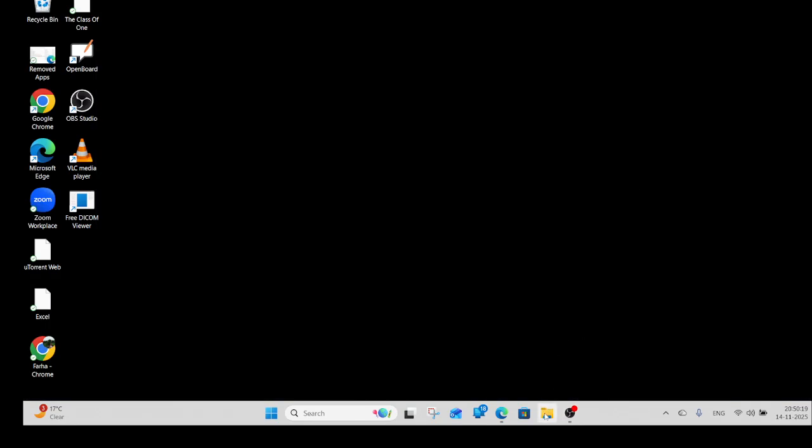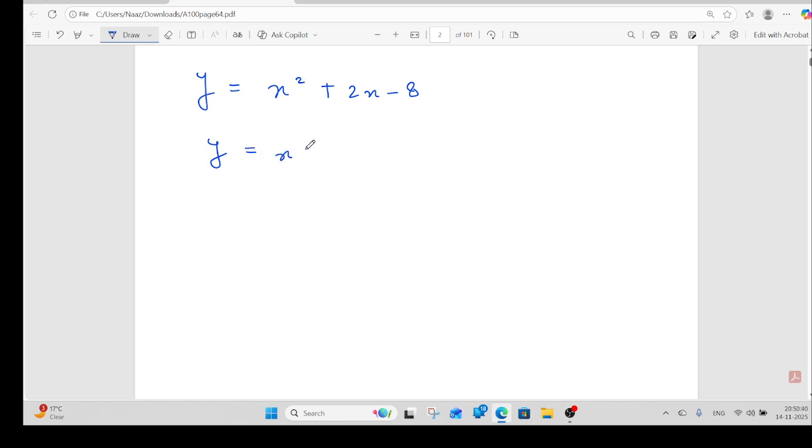Everyone. So today we are going to learn how to solve linear quadratic system of equations graphically. Okay, let's take an example to understand that. So we have y equals x squared plus 2x minus 8, and this is a quadratic equation, right? Degree 2, and we have one linear equation because it has degree 1.